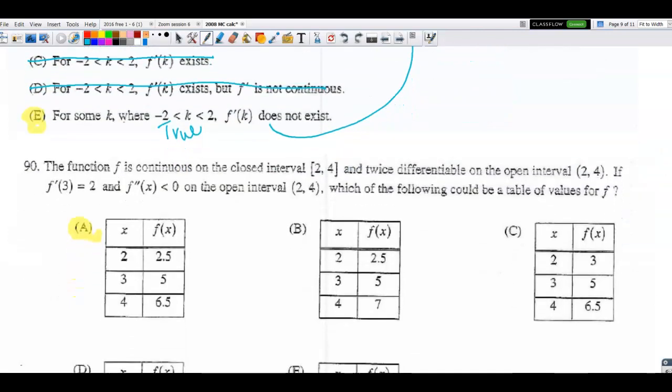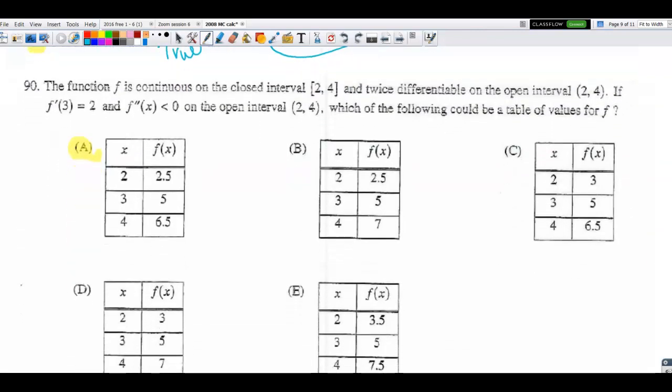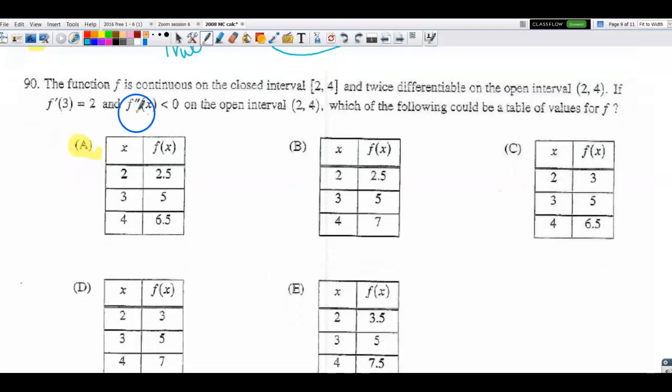All right, number 90. We have a function named f original. It is continuous on the closed interval from 2 to 4 and twice differentiable, meaning that there is a first and a second derivative on the open interval from 2 to 4. So we have some differentiability and continuity going on. If f prime of 3 is 2 and the second derivative is less than 0.